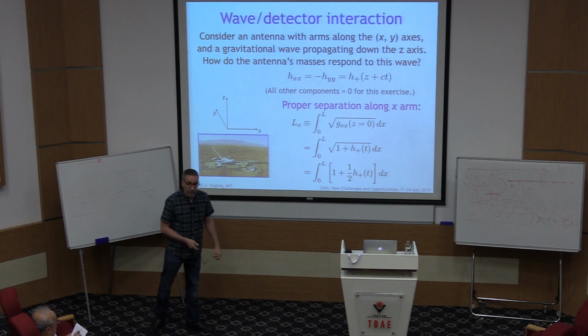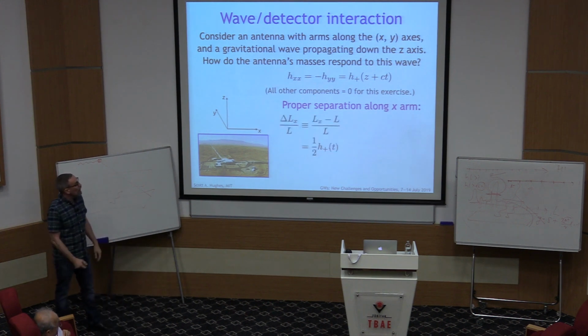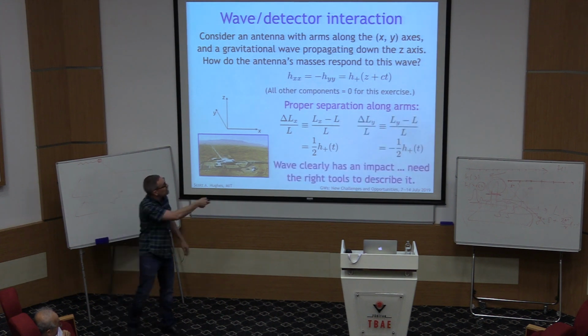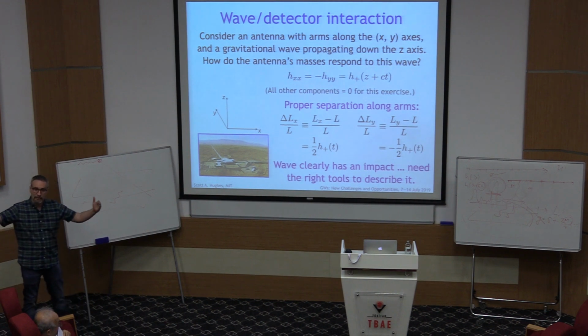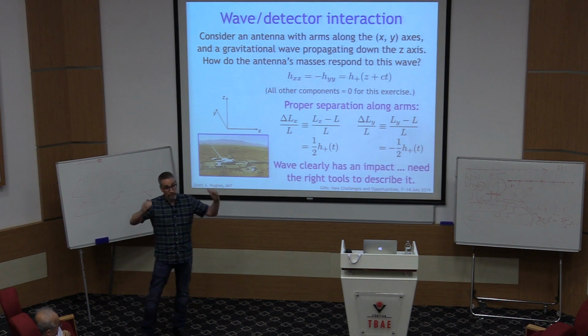H is a very small number, as we have emphasized, so it's okay to use the binomial expansion here. And so what I find is that the oscillation in the separation of the masses along the x arm is simply given by, up to a factor of order unity, this polarization of the gravitational waves. If I repeat the exercise for measurements along the y-axis, I get the same result up to a minus sign. So the wave definitely has an impact on something. What we need to do is formulate how we're going to pull that out. We need the right tools. We want to formulate it in terms of what we can actually measure.